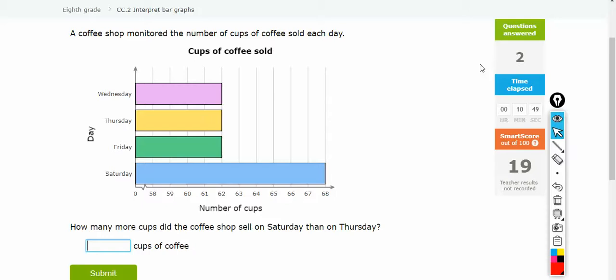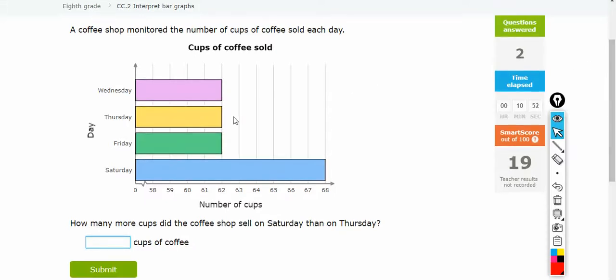You probably only just need to copy 2 tables. Let's take a look at this one right here. A coffee shop monitored the number of coffee cups sold each day. So Saturday they sold 168 cups, Friday 62, Thursday 62, Wednesday 62. How many more cups did the coffee shop sell on Saturday than Thursday?